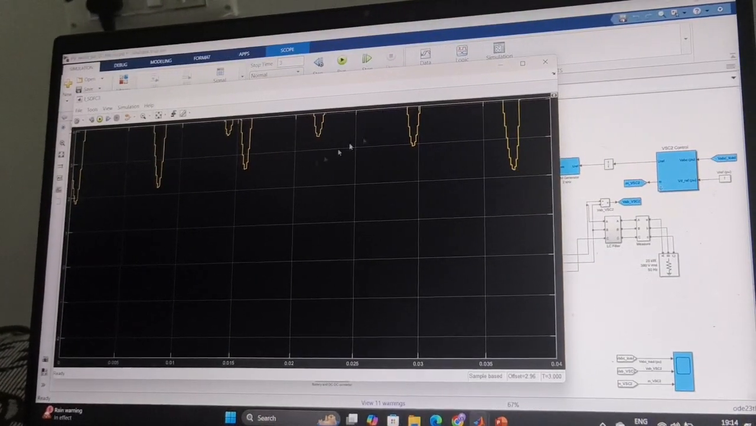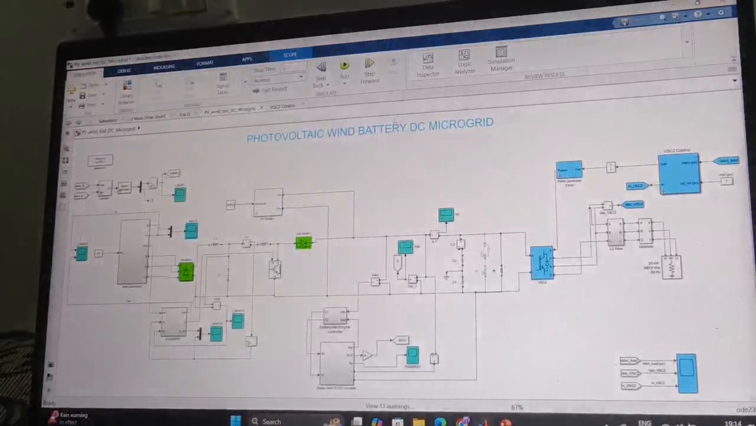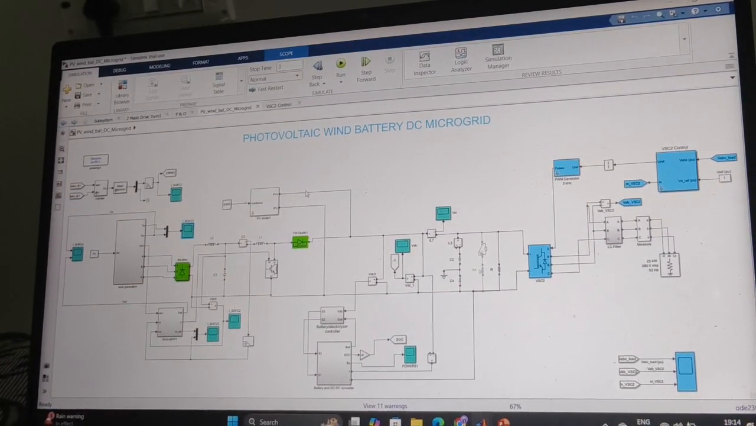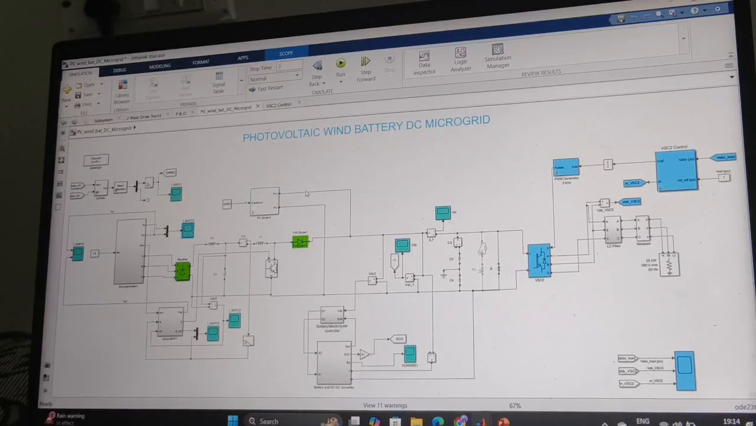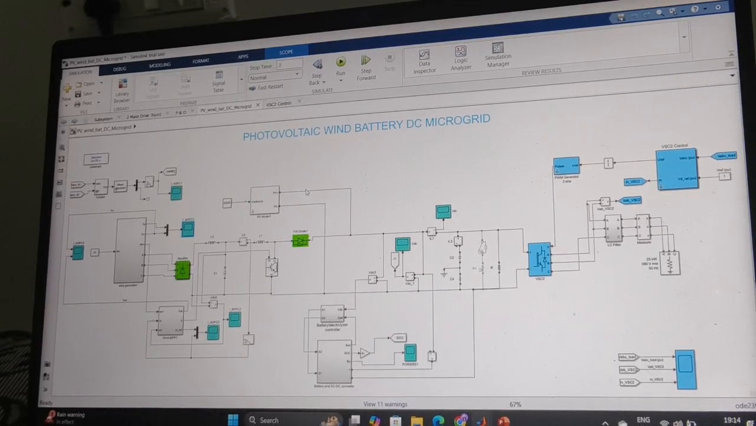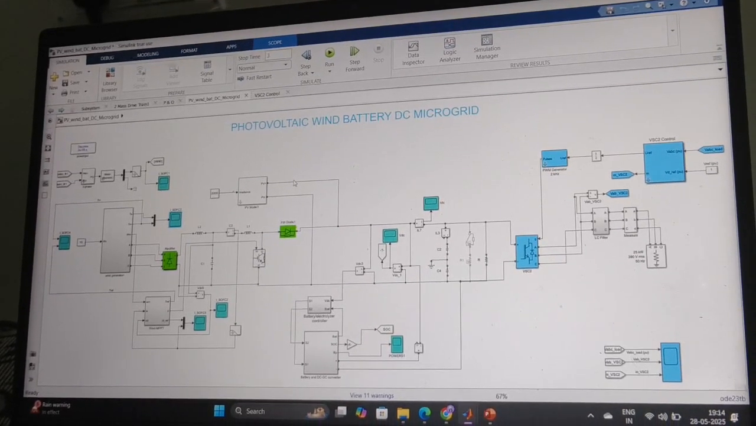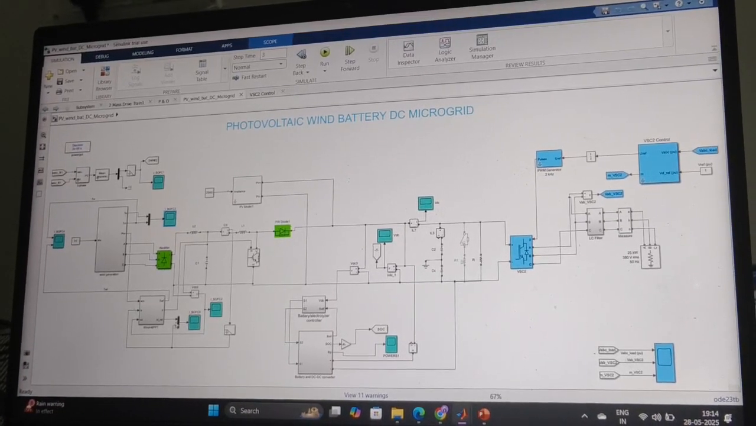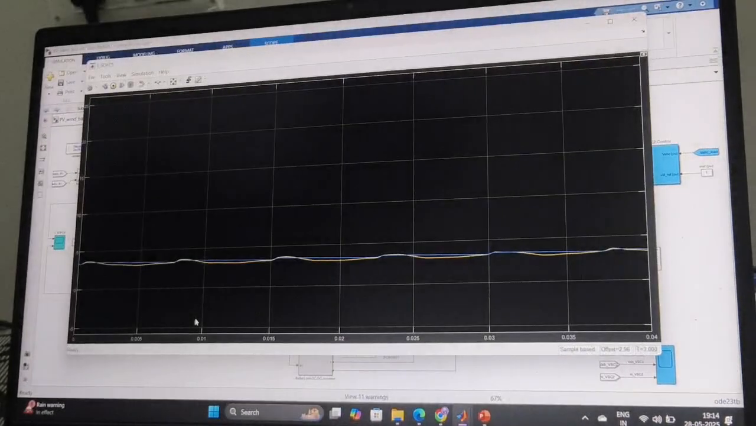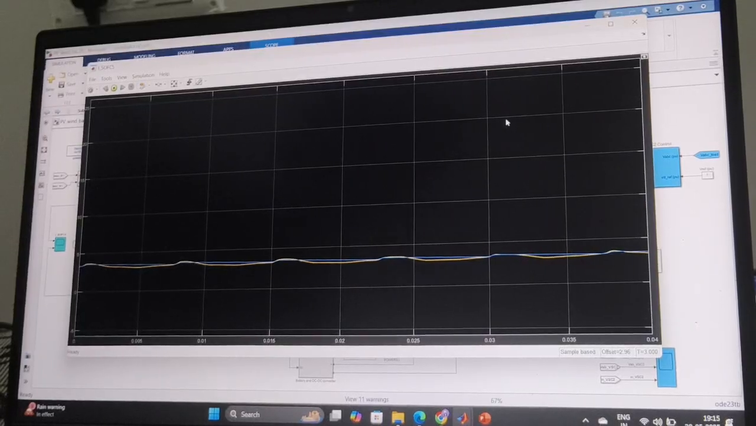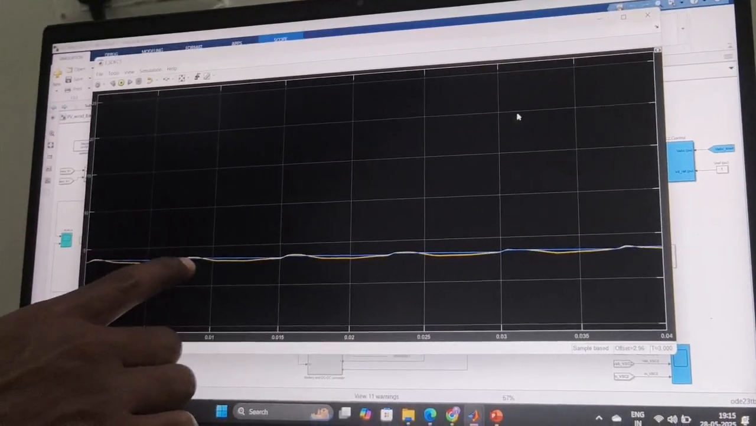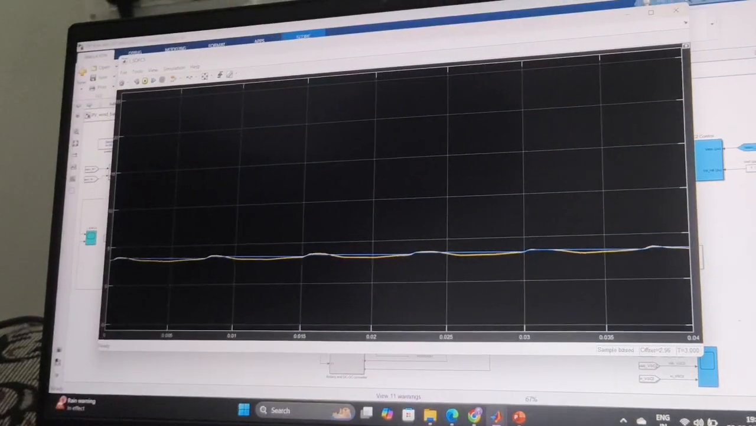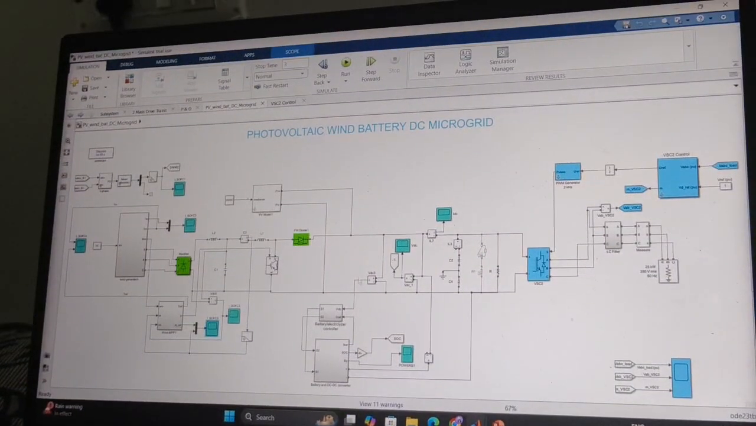This is from the wind. You can see some values, you can change the values and observe what is going on, how the current will be generated and how much value it will generate. You can see here also, this is from the wind MPPT. When the maximum is generating, it starts generating maximum from the wind.